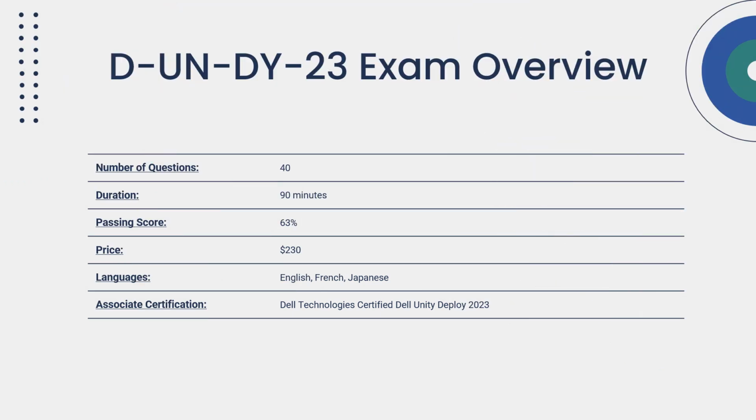There are 40 questions in the real D-UN-DY-23 exam, and you have 90 minutes to answer all the questions. The passing score is 63%. The exam price is $230. The languages are English, French, Japanese.